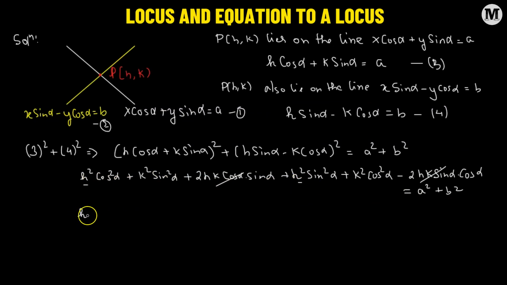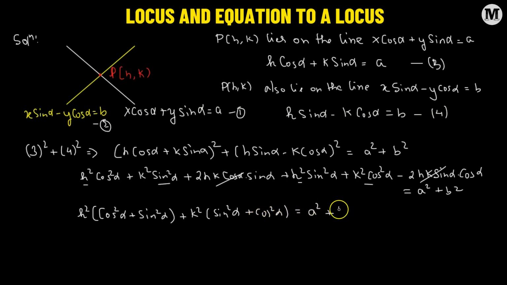Now we're going to combine the terms containing h squared. If we take h squared as the common factor, this will get multiplied to cosine squared alpha plus sine squared alpha. Then we can combine the terms containing k squared. We have k squared times sine squared alpha added to cosine squared alpha. And on the right hand side, we have a squared plus b squared. However, it's a standard identity. We know that sine squared alpha plus cosine squared alpha is a standard identity with a value equal to 1.